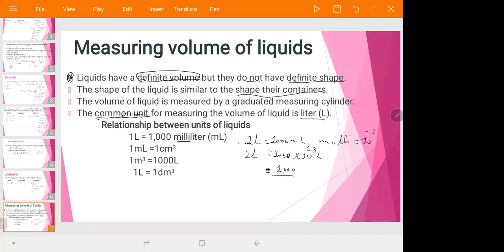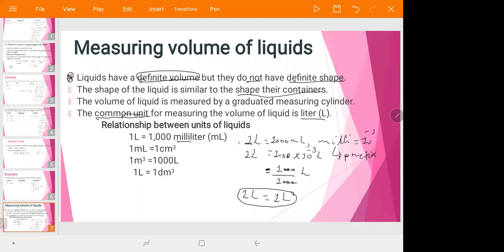1000 over 1000, liter is again here. The 1 0 cancels by 0. 1 divided by 1, liter is equal to 1 liter. They are equal. So for the time being, milli is a prefix. Milli prefix. We will see. Don't worry about this. We will see next spread.